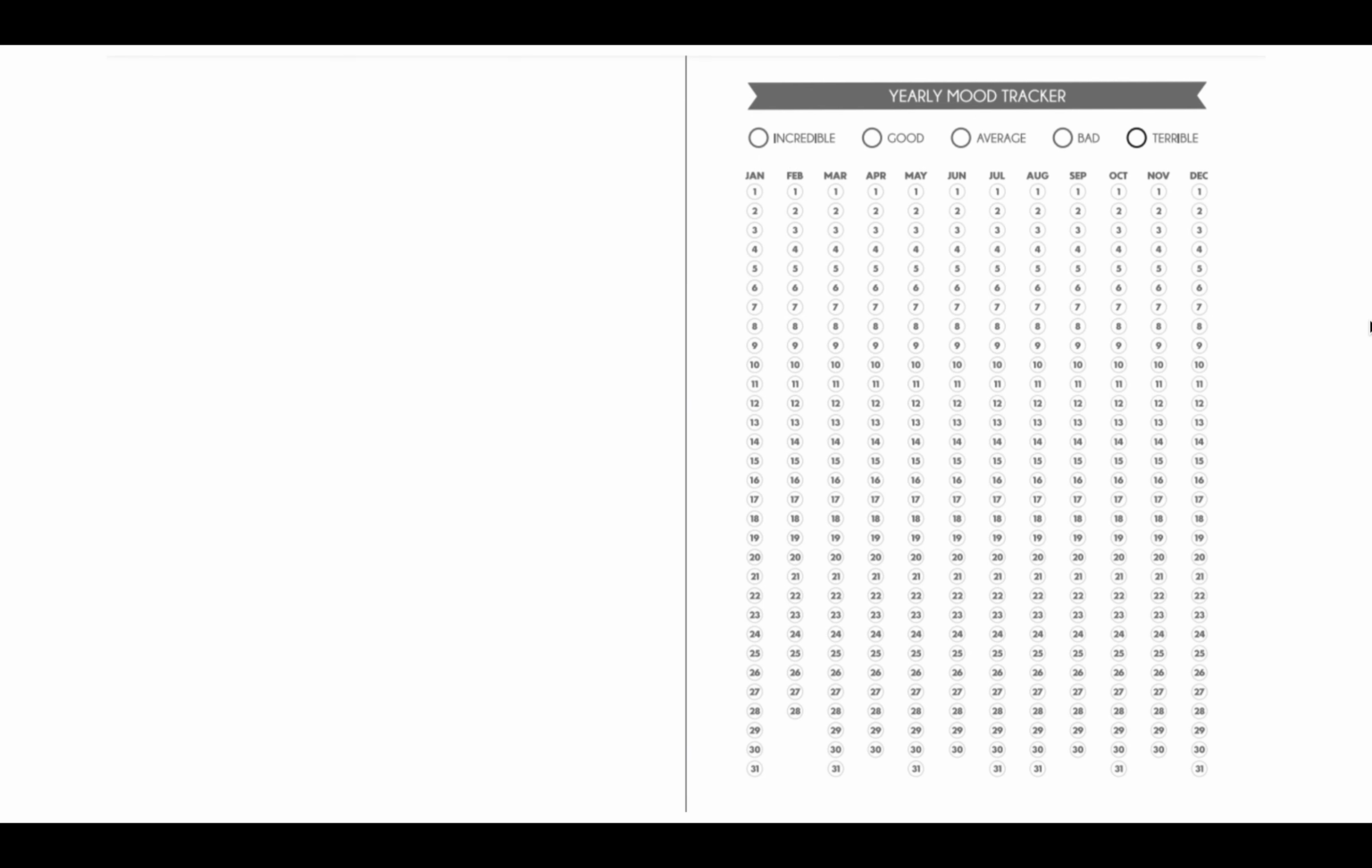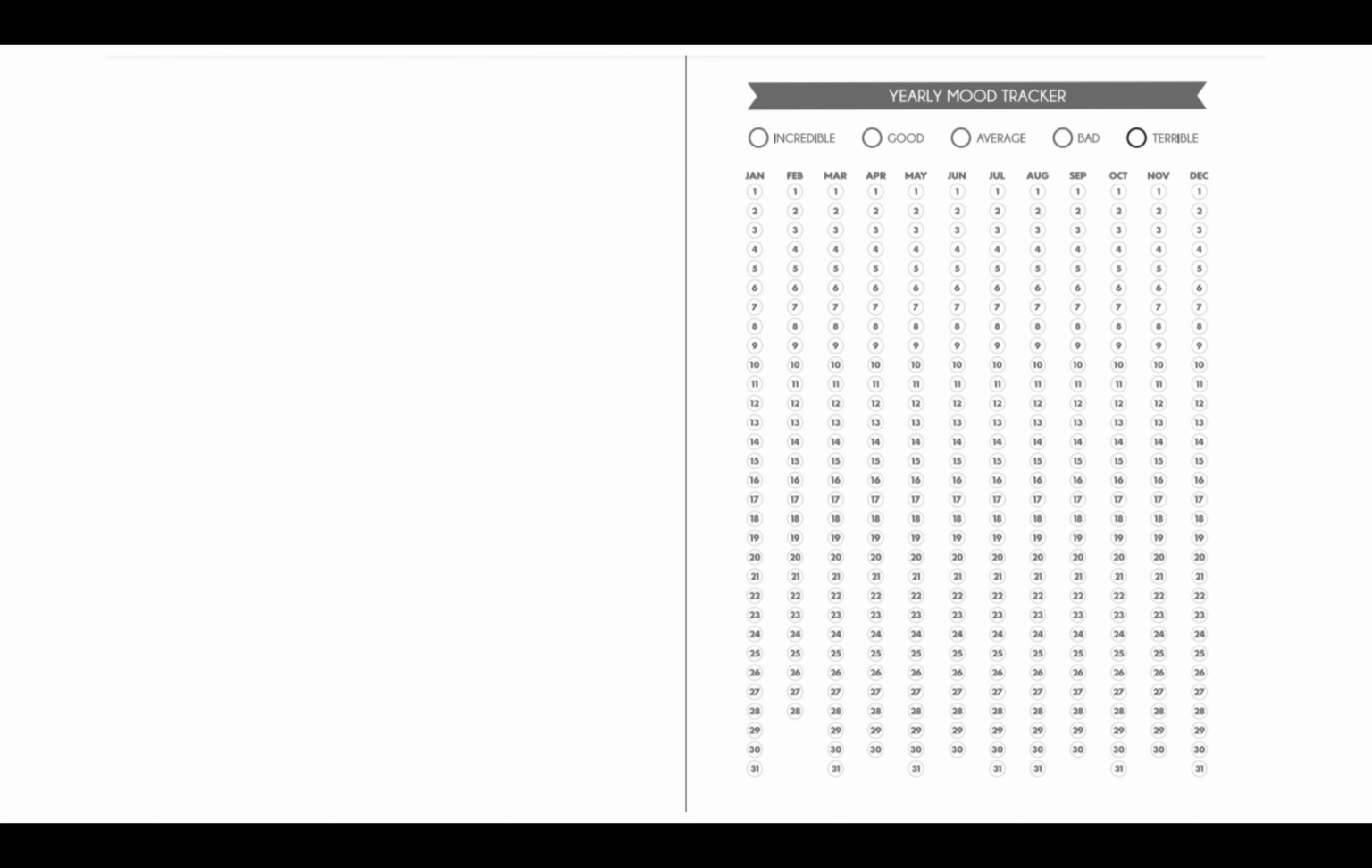Okay, so the first section of your weekly health planner is going to be your yearly mood tracker. With the yearly mood tracker, you'll take it day by day to assess whether you had an incredible, good, average, bad, or terrible day.